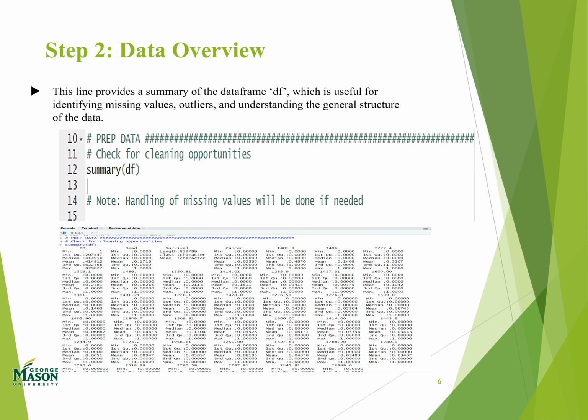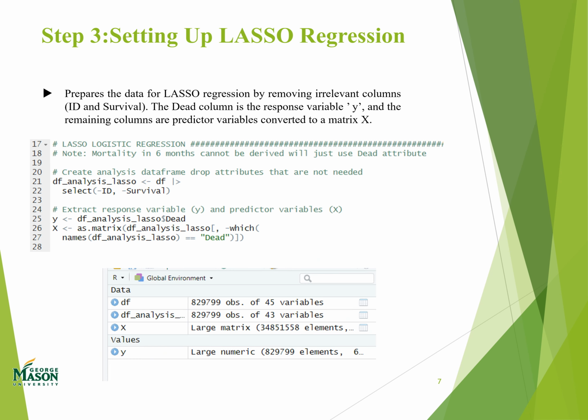Step 2 is data overview. This line provides a summary of the data frame df, which is useful for identifying missing values, outliers, and understanding the general structure of the data. Step 3 is setting up lasso regression. Prepare the data for lasso regression by removing irrelevant columns, ID and survival. The dead column is the response variable as Y, and the remaining columns are predictor variables converted to matrix X.